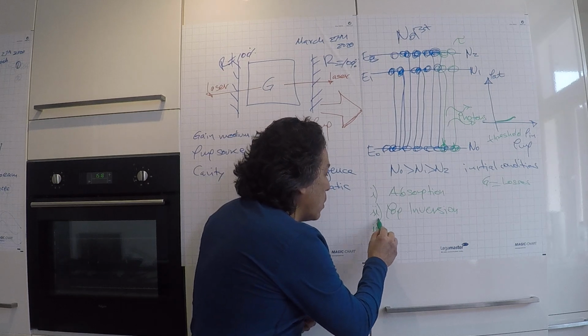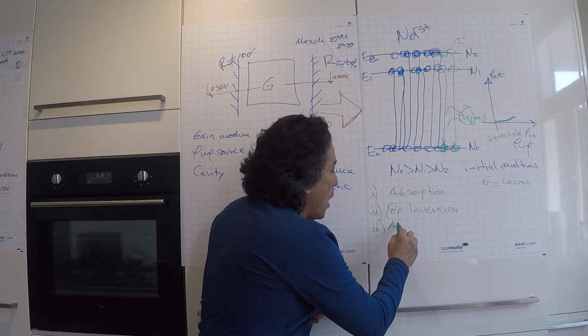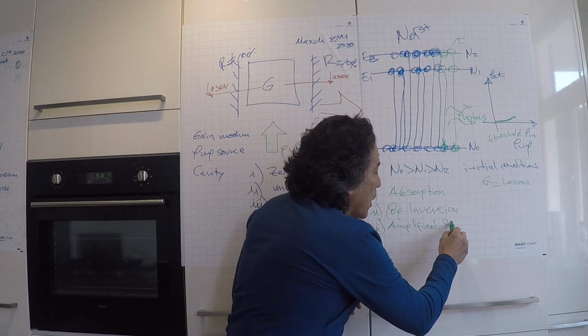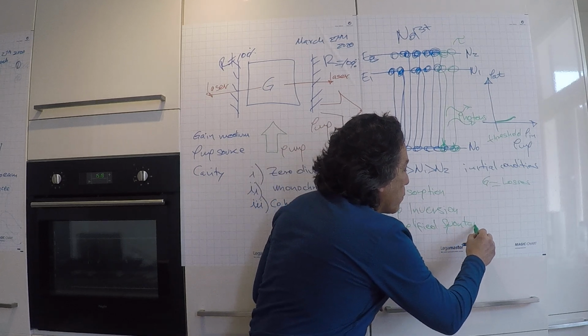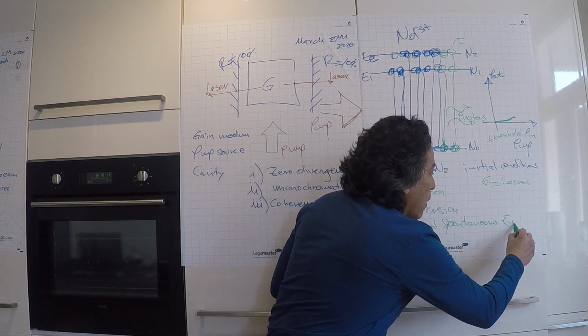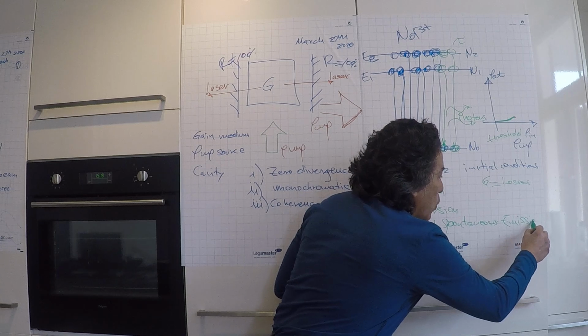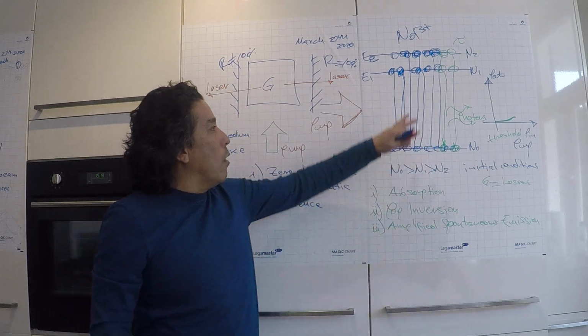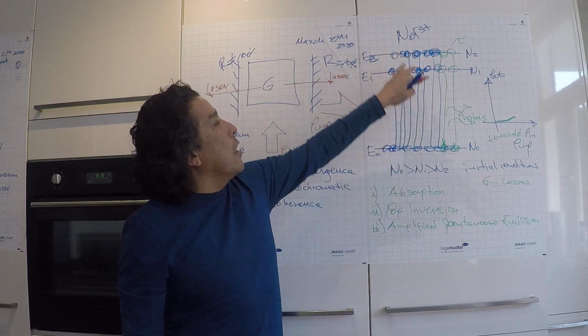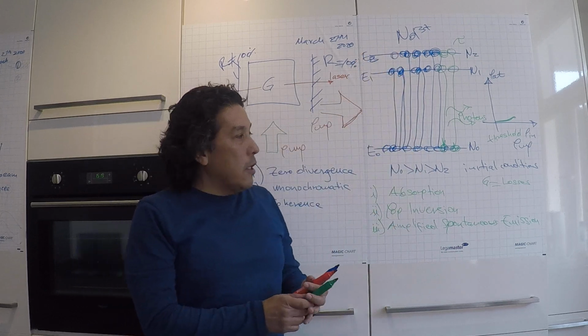This stage of the phenomenon is called amplified spontaneous emission. It's spontaneous, no other phenomenon is related to them, and it's amplified because it's inside the gain media.